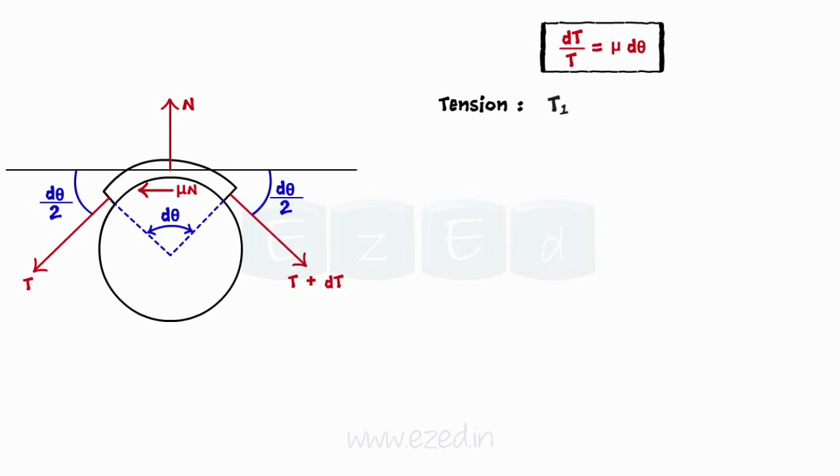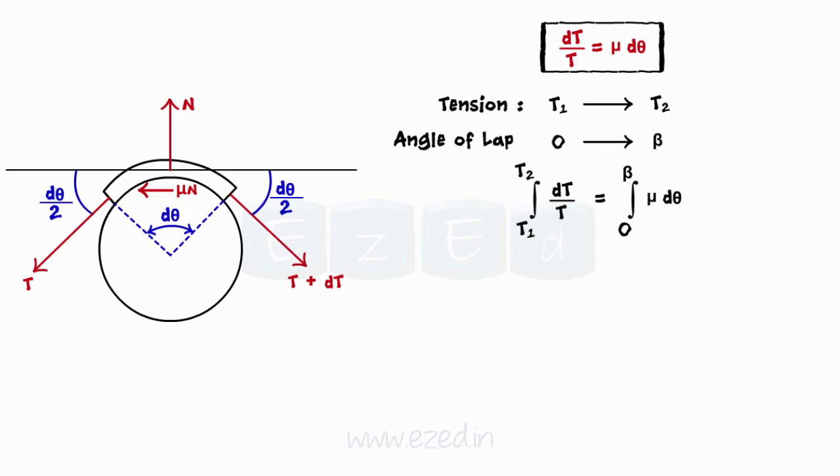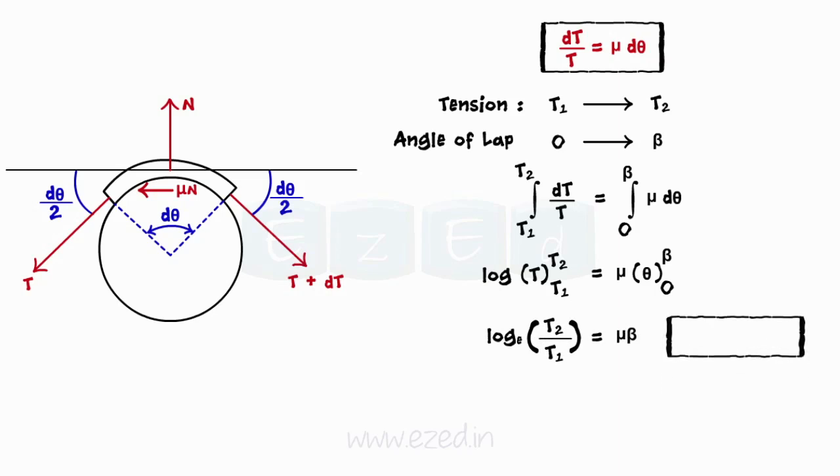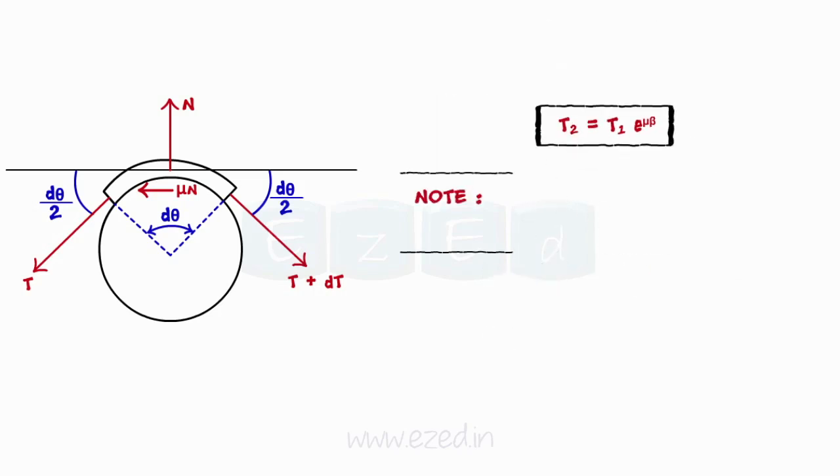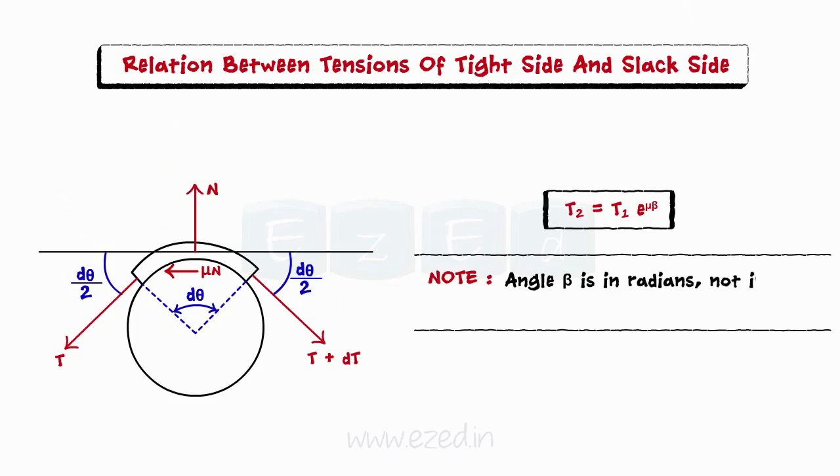Since the tension increases from T1 to T2, as the angle of lap increases from 0 to beta, we will integrate the above equation along the same limits. On solving the above integral, we get natural log of T in the limits T1 to T2 is equal to mu theta in the limits 0 to beta. On further simplifying, we get this important equation, which gives us the relation between tension on the tight side and the slack side of a rope. Remember that angle beta is in radians, not in degrees.